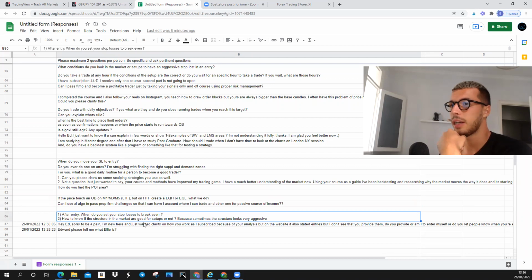Stop loss to break even, I already explained. How do we know if structuring the market is good for setups or not? Because sometimes structure looks very aggressive. I don't understand what good structure and bad structure means. I just look at the direction of the market with market structure and then trade from order blocks, supply and demand areas, if I like those areas, if those are good areas, basically.